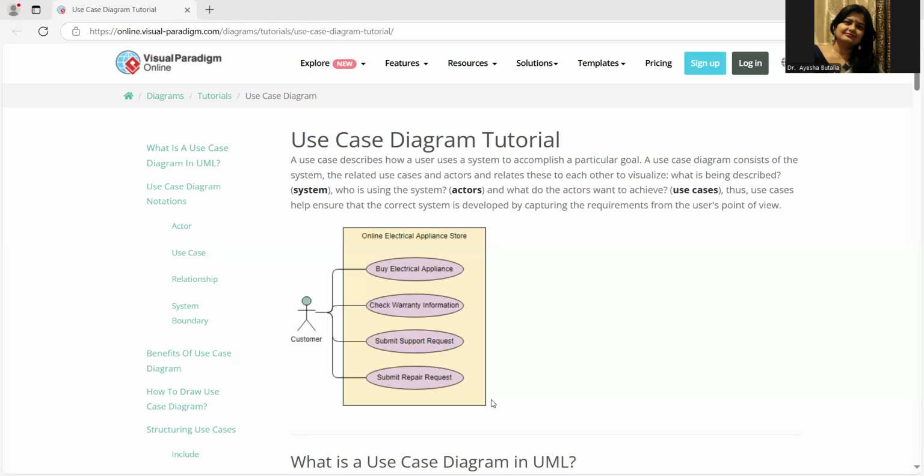Now, why UML? There is also a lecture specifically on UML and its introduction. I will share it in the description box. It's a unified modeling language. Since it is unified, it's universal, so that it's easier to communicate across the globe on a common platform. The terms which are used are understood by all across the world. And it is commonly used for creating models.